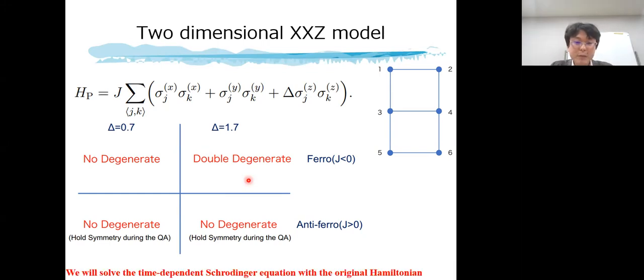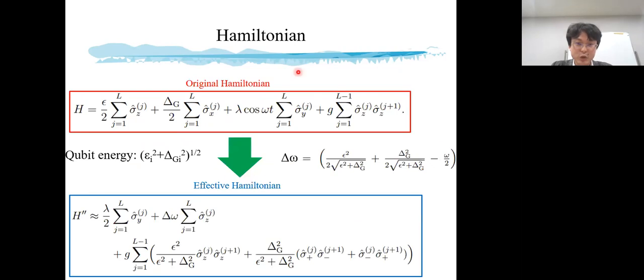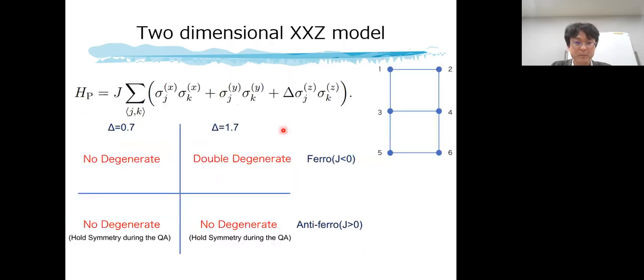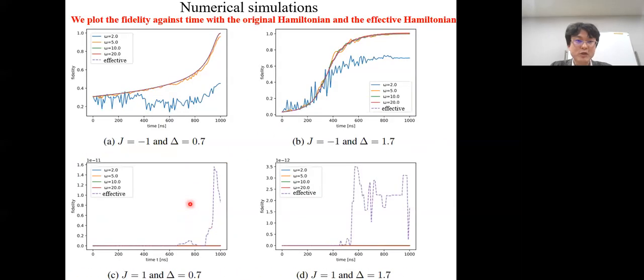We'll solve the time-dependent Schrödinger equation with the original Hamiltonian. Original Hamiltonian means this Hamiltonian. This is a time-dependent Hamiltonian, and we use it to perform the numerical simulation to check if quantum annealing will be successful or not. And I'll consider these 4 cases. And these are the numerical simulation results.